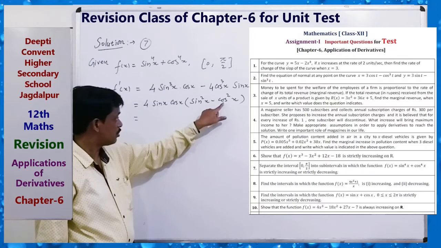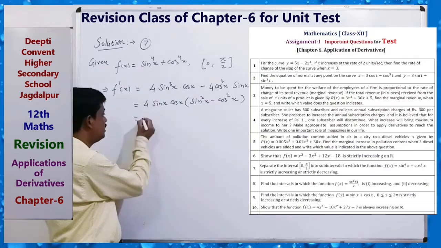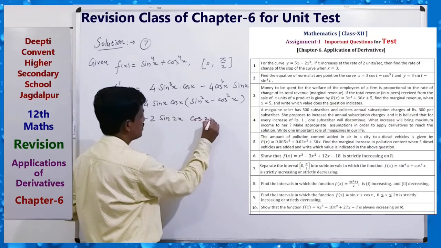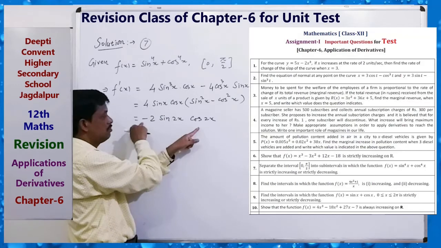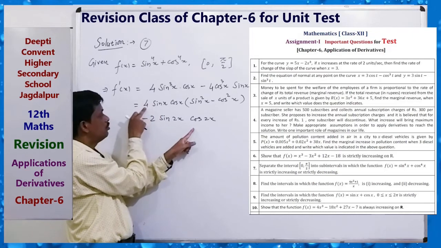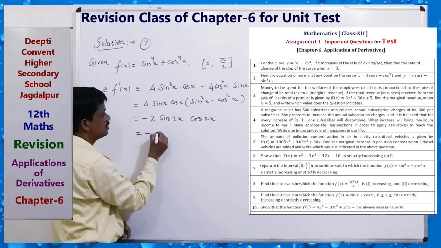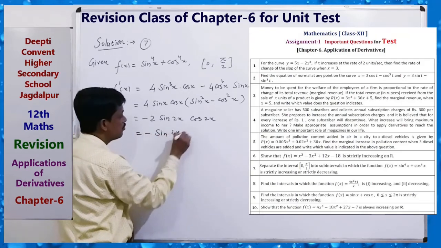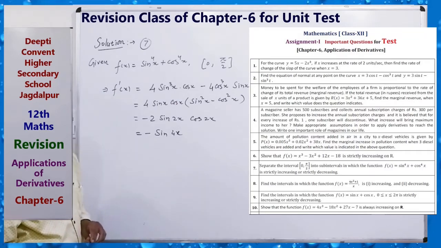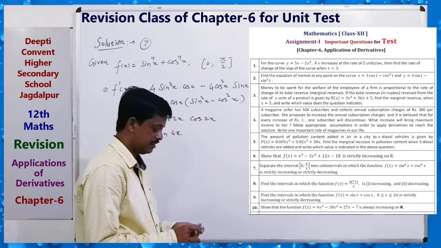Here cos square x minus sin square x is equal to cos 2x. So the minus sign can be taken outside and we can write 2 sin 2x cos 2x. From 2 sin x cos x we get sin 2x, so this can be written as minus sin 4x. Clear? So f dash x equals minus sin 4x.